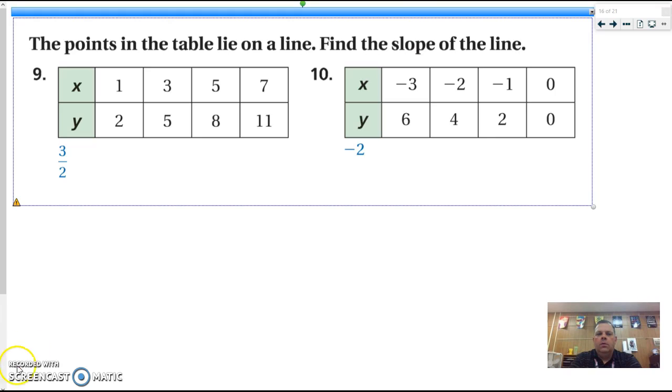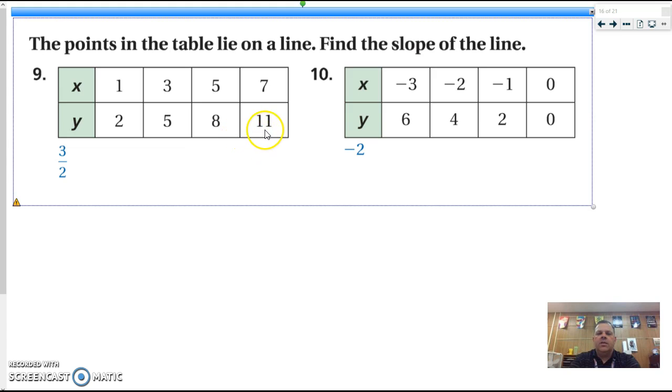In the first one, I chose y2 as 5 minus y1 as 2. That gives me the 3. X1 is 1, x2 is 3. 3 over 2 is our slope. We would get the same thing either way.